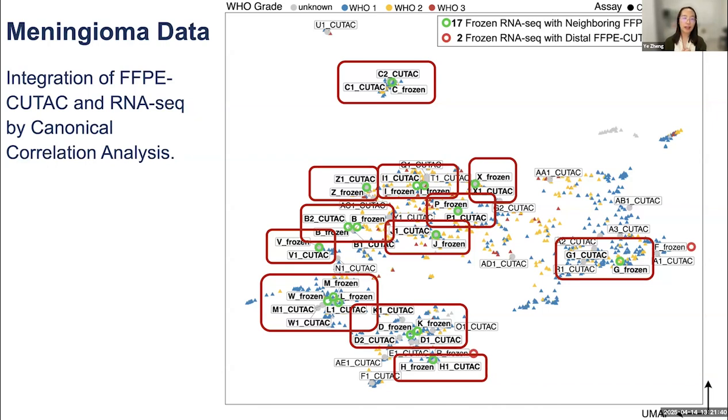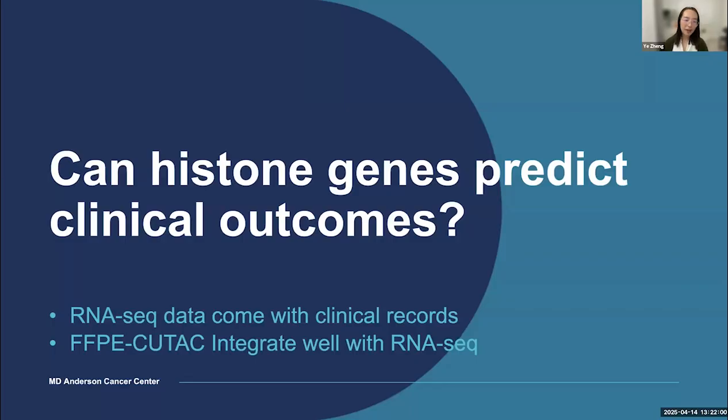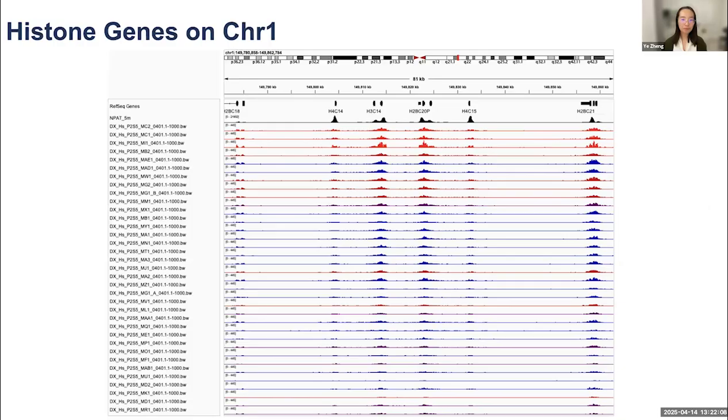In other words, we can very nicely integrate FFPE CATAC and RNA-seq data so that we can bring in the clinical information and harmonize those data together, so that we can use the histone genes to predict the clinical outcome in the downstream analysis. Okay, so now we have harmonized those two modality data. The next question is, can we predict the clinical outcome using the histone gene signal?